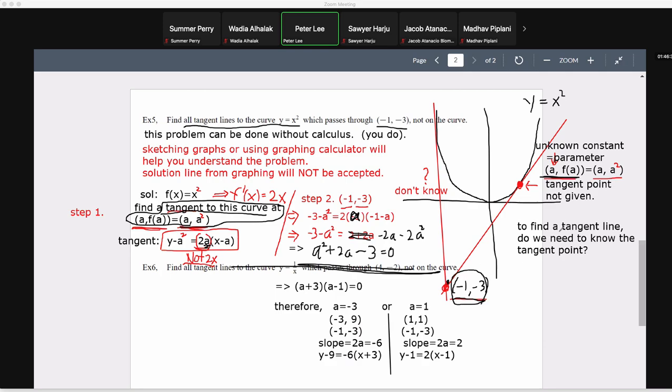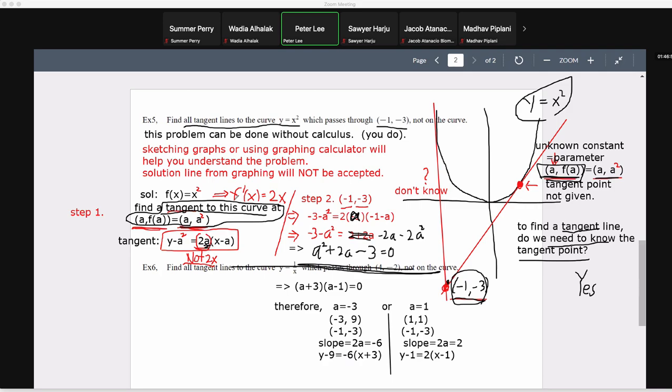In order to find the tangent line, we need to know the tangent point. But in this case, we don't have it. So you just make up a tangent point, and you name it this way. In this case, that will be (a, a squared), because the curve is like this. So that's the first step.